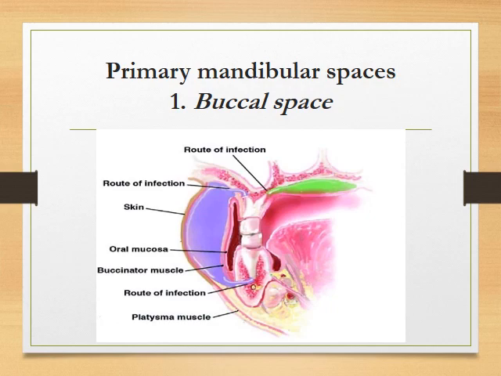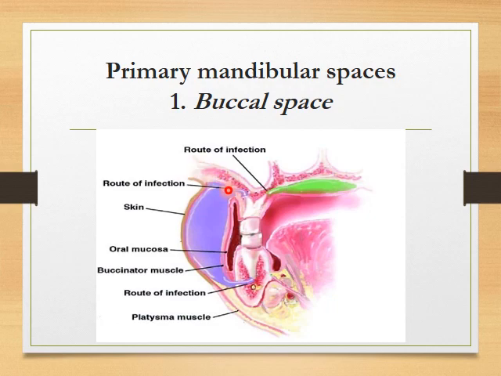Now we will start discussing the mandibular spaces. First of all, we have the buccal space. As I said before, the buccal space description is the same in the maxillary and mandibular spaces. The only difference will be in the causative factor. But I will repeat the description again. Its boundaries are the overlying skin laterally and the buccinator muscle medially.